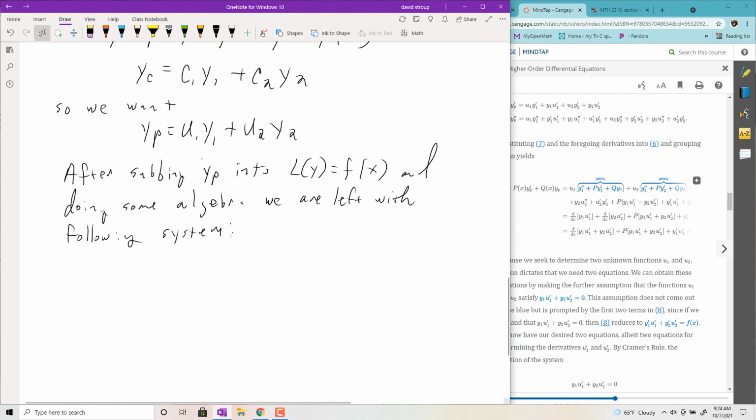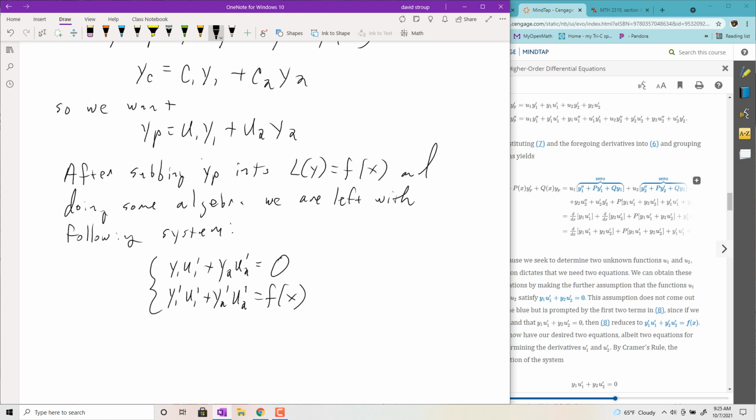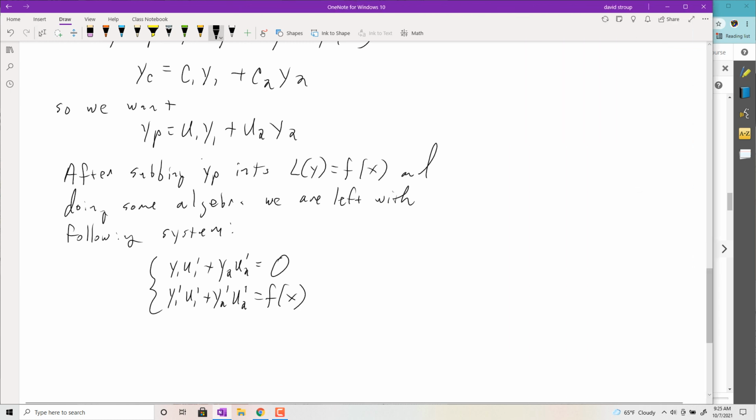Which we have to solve for our u1 and u2. So the system is y1 u1 prime plus y2 u2 prime equals 0, and then the other equation, y1 prime u1 prime plus y2 prime u2 prime equals f of x. Okay? So that puts us in the land of linear algebra. If you're not taking linear algebra, basically you could use linear algebra to solve systems of equations.